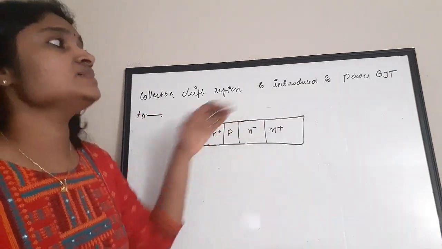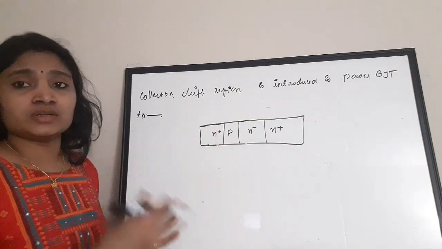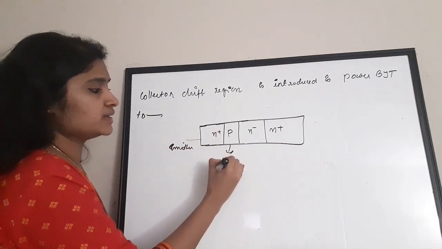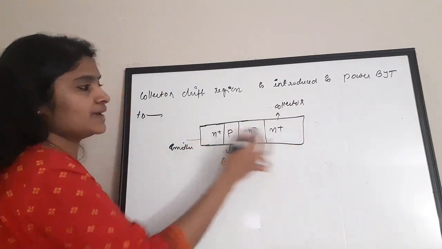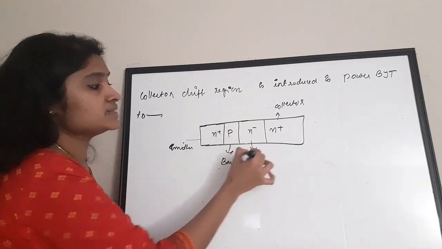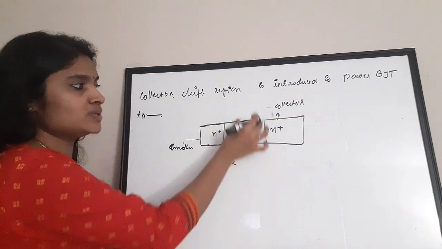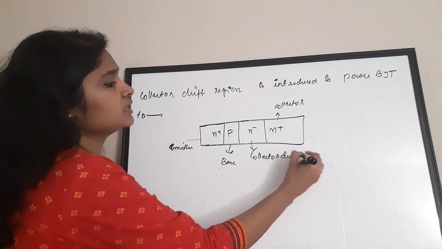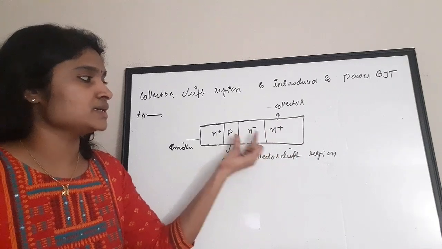Collector drift region is introduced in power BJT to dash. So if you see a power BJT or a BJT structure, there is an emitter, a base and a collector. This is an NPN type of BJT, and if you insert a slightly doped N minus layer in between the collector and the base, it is called the collector drift region. So this is the collector drift region, present closer to the collector and base.